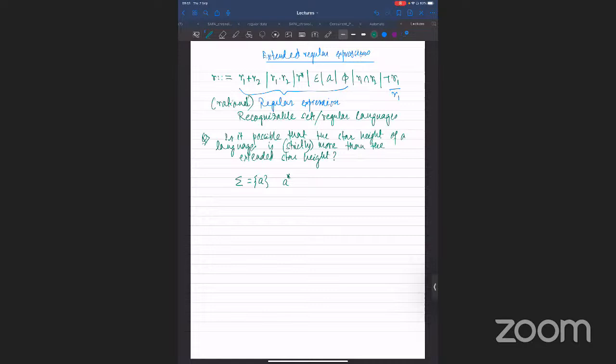Yeah, exactly. It's any arbitrary word in this alphabet, right? But the question is how can you express this using the extended regular expression? Of course, this is also an extended regular expression, but do you have anything? Phi complement, right? So phi bar, isn't it?